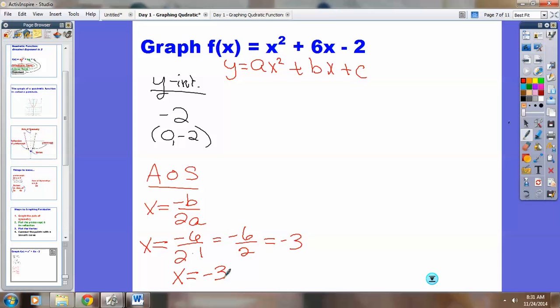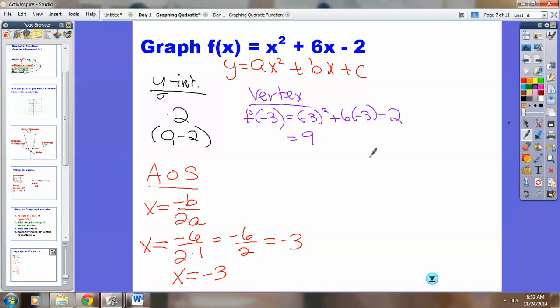9 minus 18 is -9, and -9 minus 2 is -11. Now think about what you know about what a vertex is. Isn't a vertex a point? So our answer needs to be written as a point, as an ordered pair. Well, what is the x-coordinate of our ordered pair? -3, that's what we put in for x. What's our y-coordinate of our ordered pair? -11.